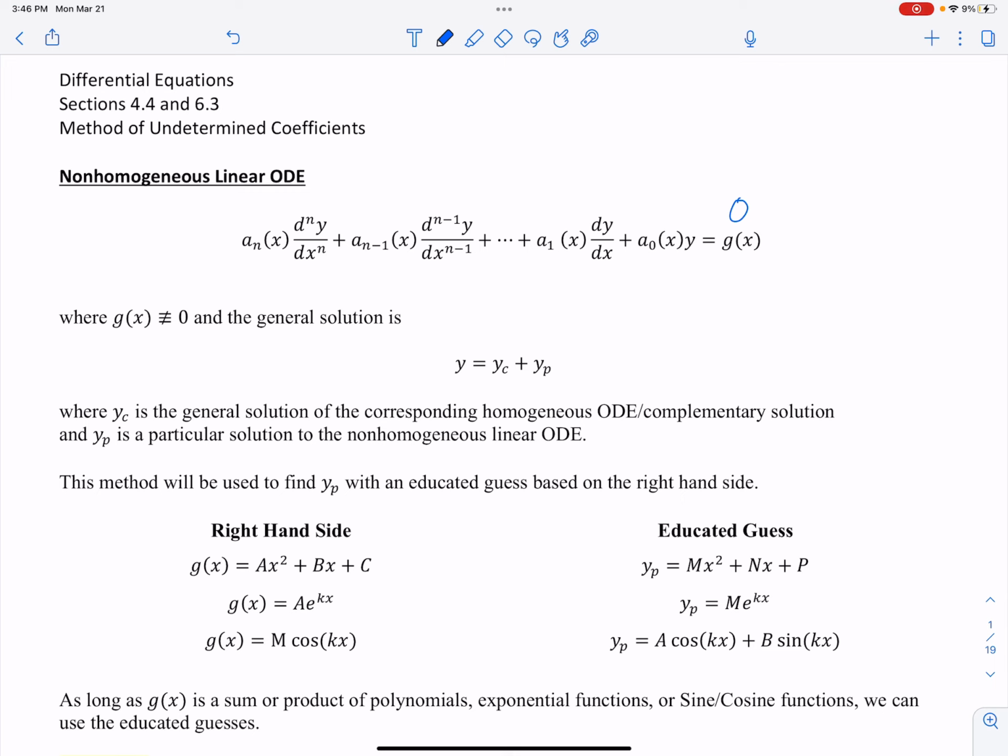As long as the g of x is 0, we have a method for it. We can find a solution to that. But if it's not 0, we've got to come up with a different way.